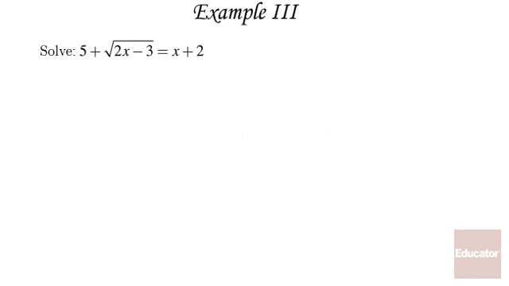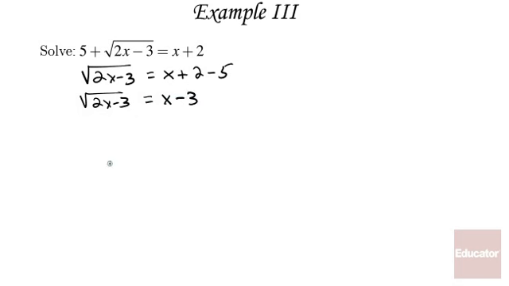Okay. In my next example, I have an equation with a radical in it, but the radical is not isolated. So my first step is going to be to subtract 5 from both sides in order to isolate that. I can simplify right here and then proceed. So now I have my radical isolated on the left. Next step is to square both sides. And I see what I have here is 2x minus 3 on one side, and x minus 3 squared on the other.